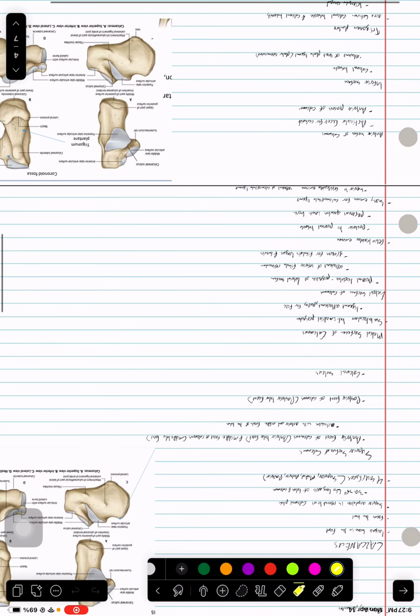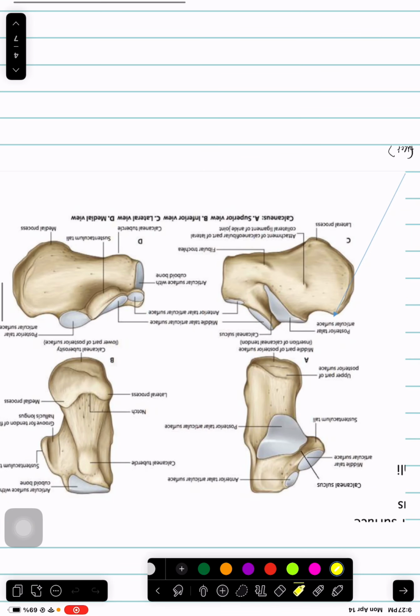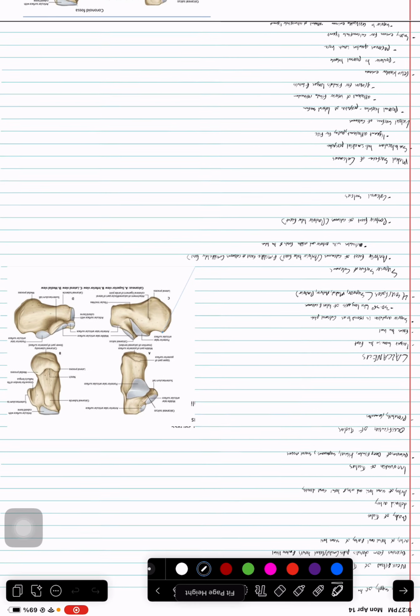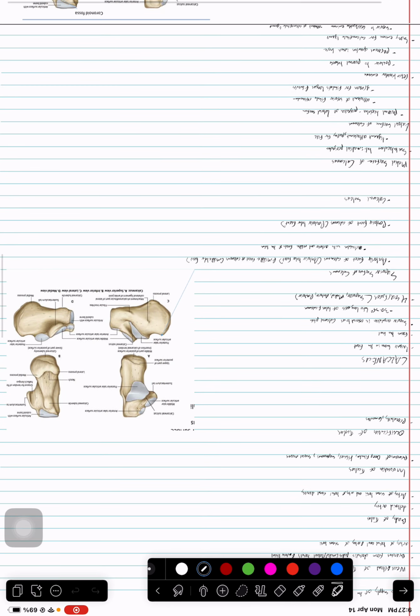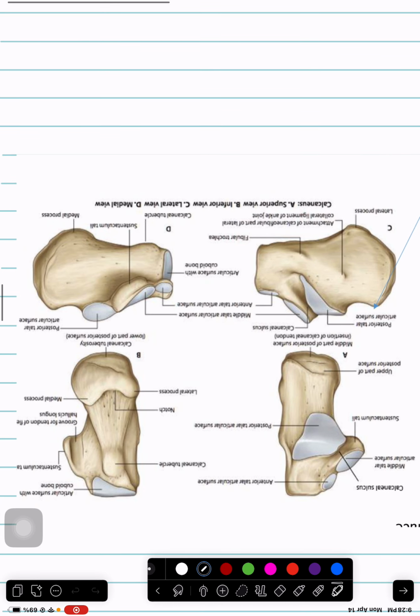We'll be talking about the calcaneus bone. The calcaneus bone is the largest bone in the foot. As you may call it, it is known as the heel. Also important to know that the calcaneus has 4 surfaces.